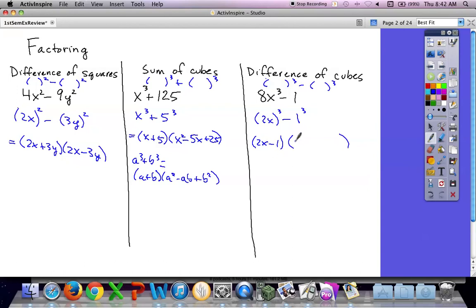Okay? And then inside parentheses, you know, all these terms are the same. The only thing that changes are the sign in between. So this would be 2x squared, which is 4x squared. Now it's a plus 2x times 1 and a plus 1.